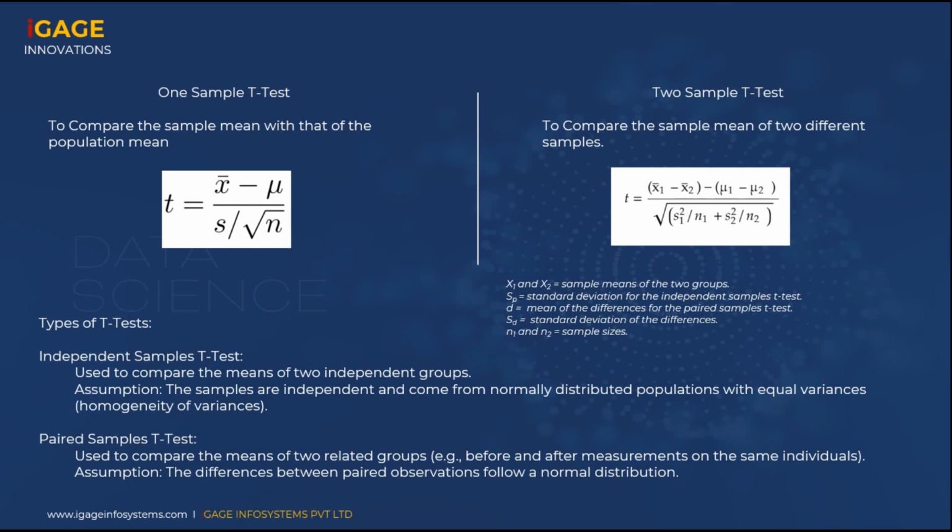The one sample t-test formula is almost similar to that of the z-test. Here x bar is the sample mean and mu is the population mean. S is the standard deviation and n is the sample size. In the case of x1 bar and x2 bar, these are the sample means of two different sample groups, mu1 and mu2 are the population means of the two different population groups, and accordingly n1 is the sample size.